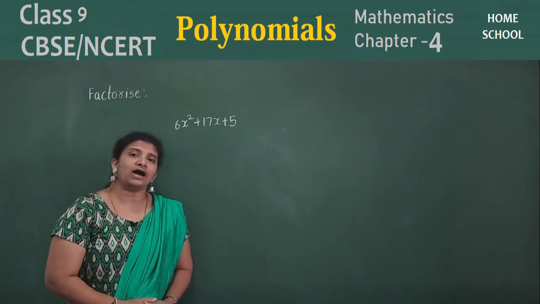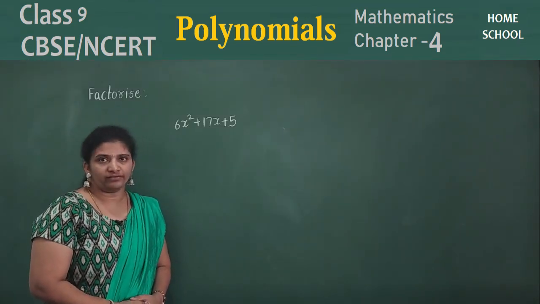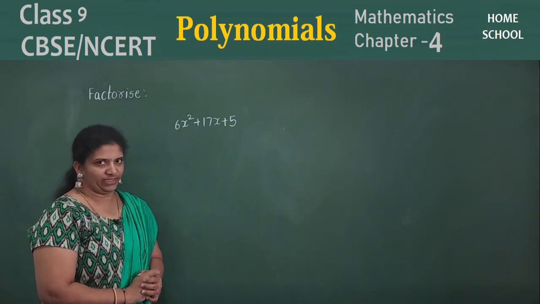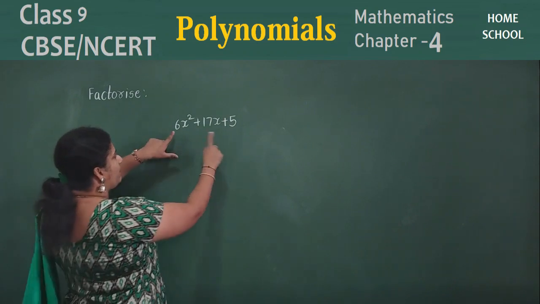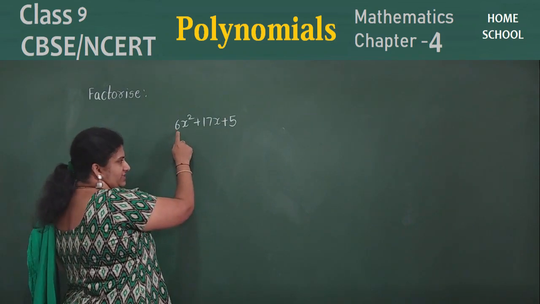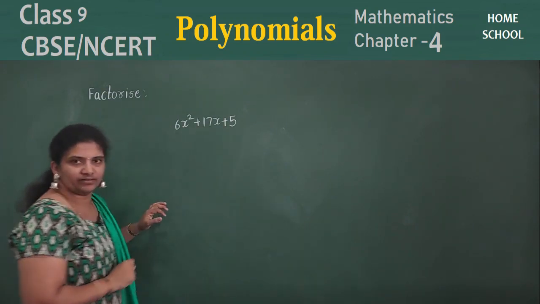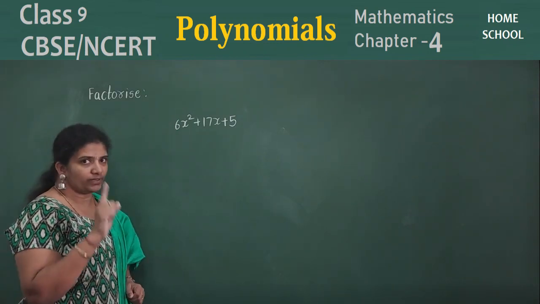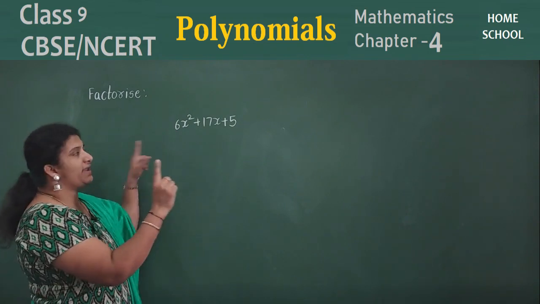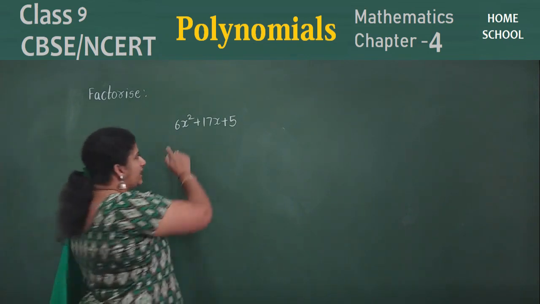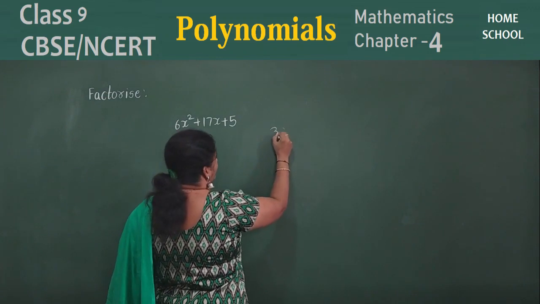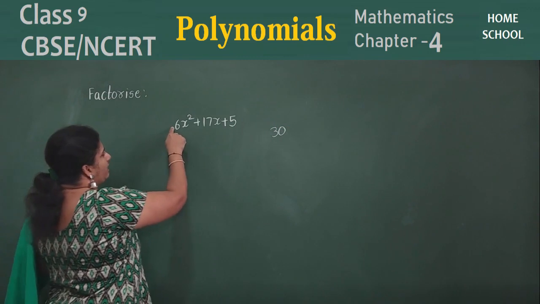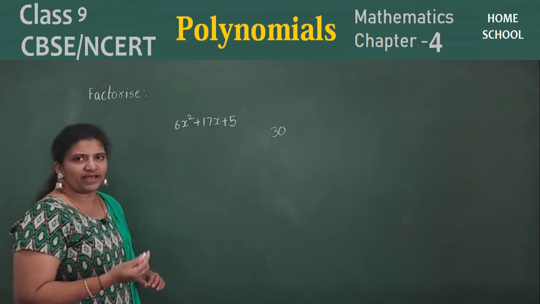Let's start learning how to factorize any polynomial. So, how can we factorize? First rule, listen carefully. Multiply the numerical coefficient of x square and the constant. 6 into 5, how much? 30. What is your first step? Multiply the corner numbers. 6 into 5, that will be 30. With the signs you need to multiply. Plus into plus, it will be plus only.